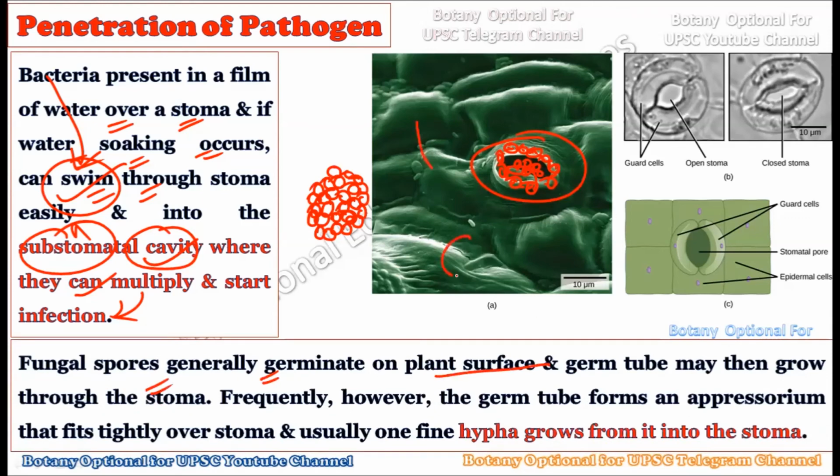Fungal spores generally germinate on the plant surface. Once they land on the plant surface, these fungal spores will germinate to create the germ tube, right? And the germ tube may then grow through the stomata. So this germ tube, by growing, can literally go through the stomata like this.